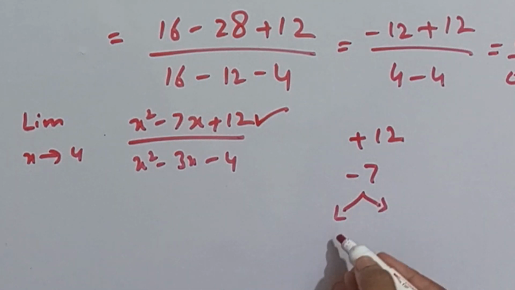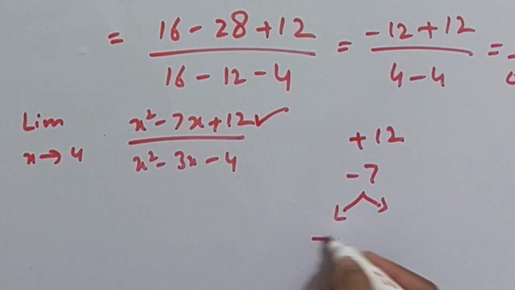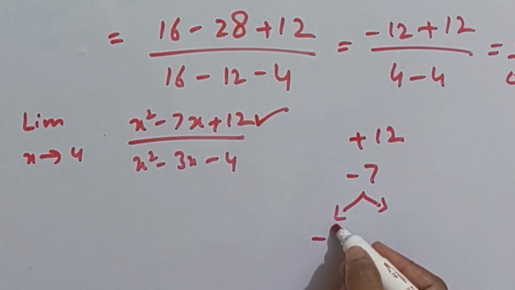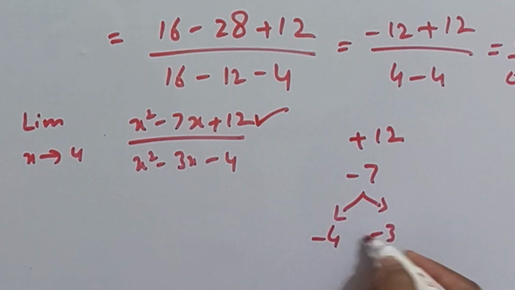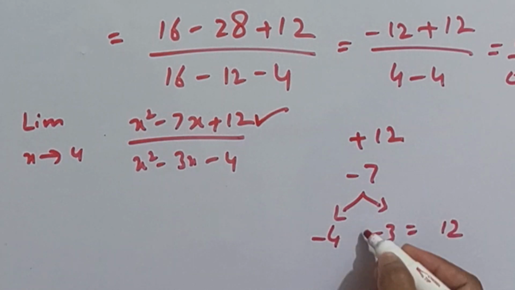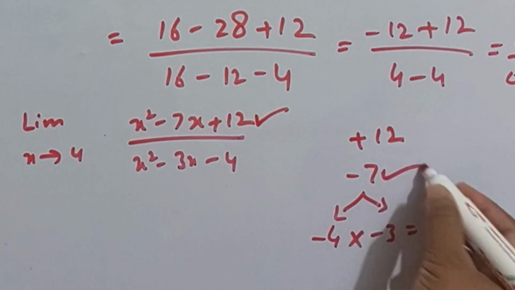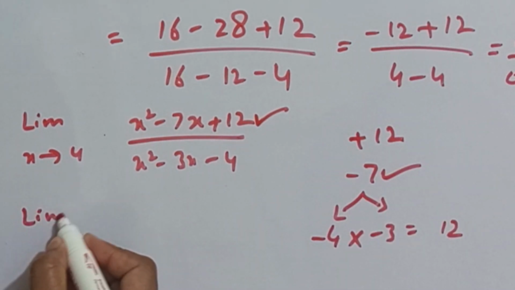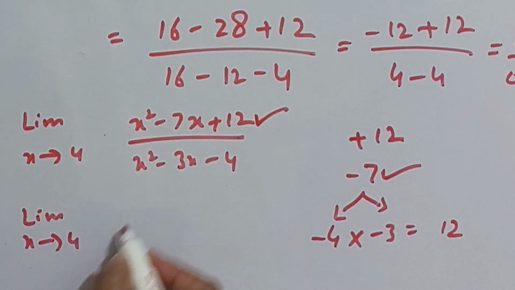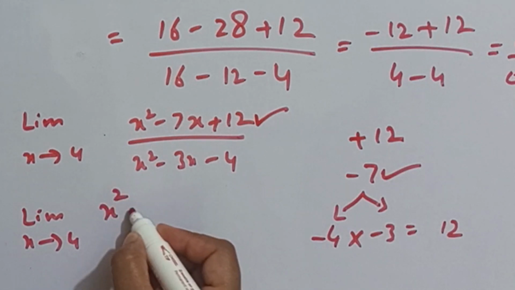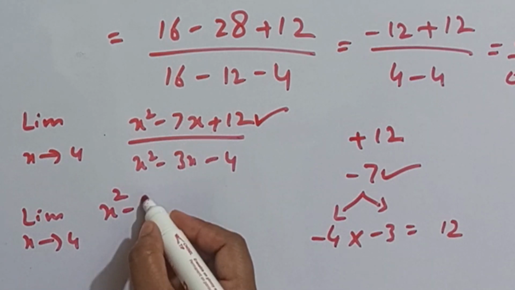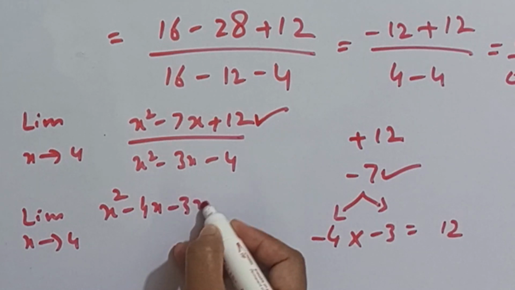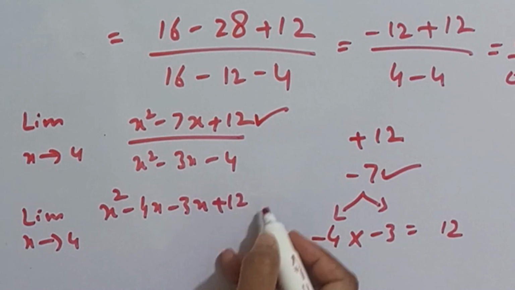So we write this minus 7 as minus 4 and minus 3. If we multiply, then we get plus 12, and if we add, then we get this minus 7. So we write this numerator as x square minus 7x. We write this as minus 4 times x minus 3 times x. We copy the last value, which is plus 12.